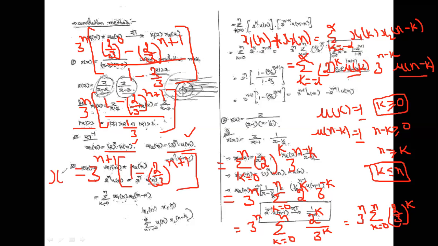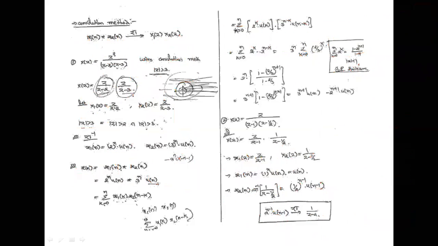The x of n is equal to, by using the convolution formula. Using this convolution property, first of all, you can divide the given equation into two parts: one is x1 of z and the other is x2 of z. Write the time domain function according to the standard formulas, substitute in the convolution formula and simplify. You'll get 3 power n plus 1 into (1 minus 2/3) power n plus 1. Got it, my dear friends? This is the same thing we got: 3 power n plus 1, (1 minus 2/3) power n plus 1.